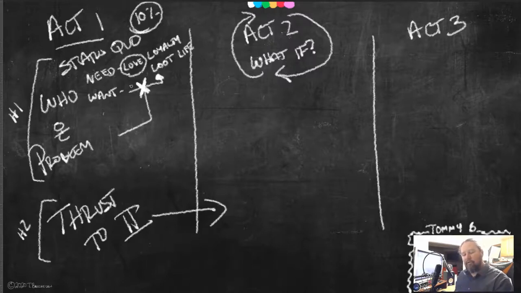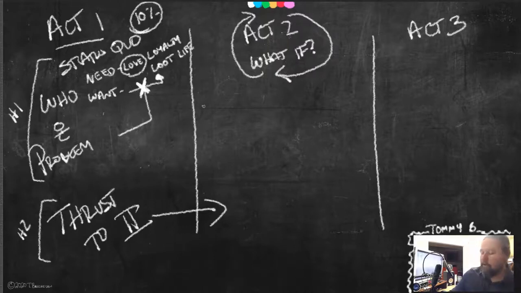So in Act 1, you've got the status quo setting up the need and the want of the main character, the problem that's going to stop him. Hex 2 is that thrust, which is either kidnapping or having a choice to go into Act 2, and now we're inside of Act 2. So what is this act all about?